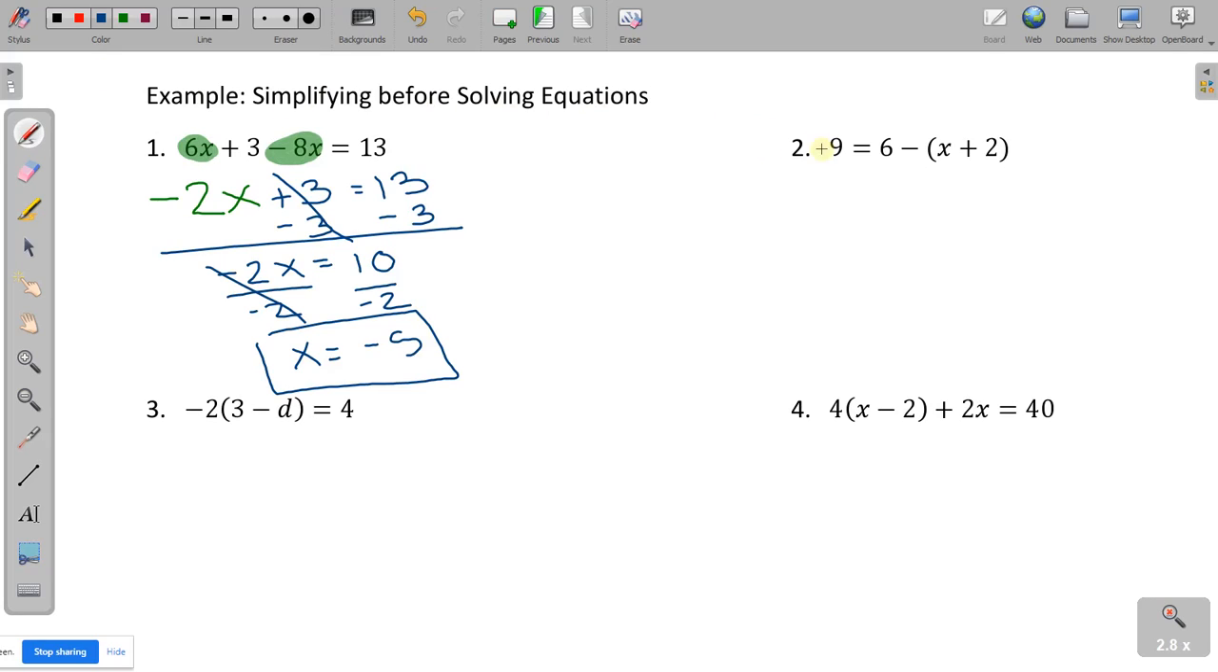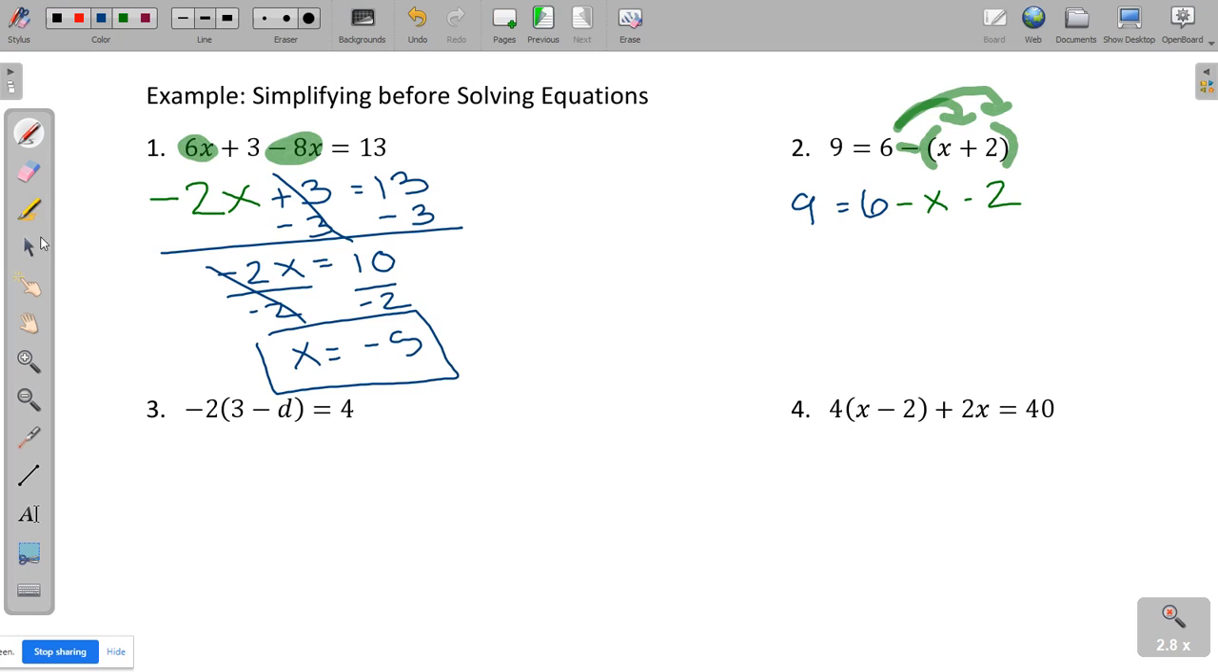Okay, let's look at number 2. We have 9 equals 6 minus (x plus 2). We have a problem here. Our problem is we have parentheses we have to get rid of. To get rid of those parentheses, we have to distribute this negative sign to everything on the inside. So when we do that, we're going to get negative x minus 2. We're writing down everything as it is. So we have the 6 and then equals our 9.